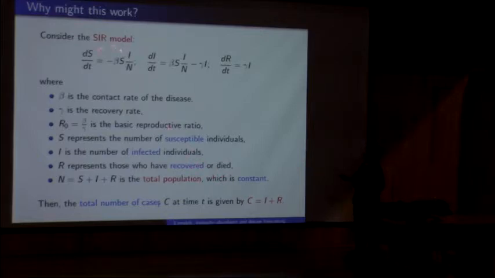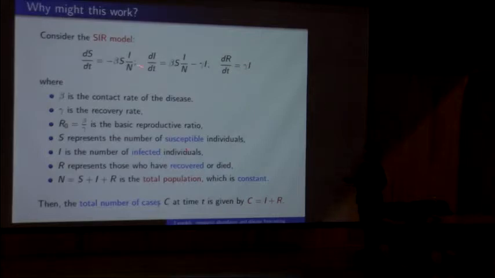Typically what this says is that when a person who is infected gets in contact with someone who's susceptible, there's a likelihood that the susceptible person is going to become infected. So they move out of the susceptible pool and into the infected pool. Then people recover at a rate gamma, and they move out of the infected and into the recovered pool. So it's very simple, right?